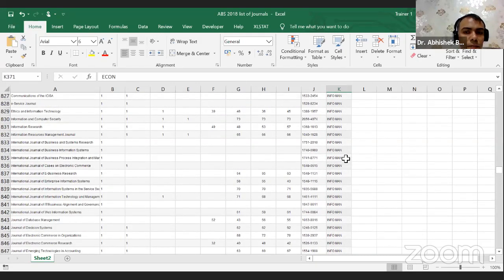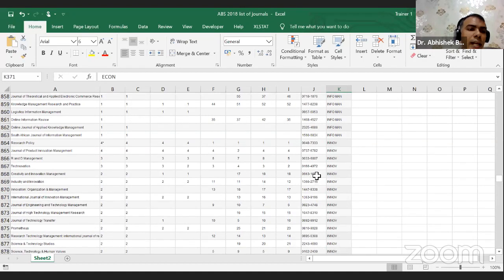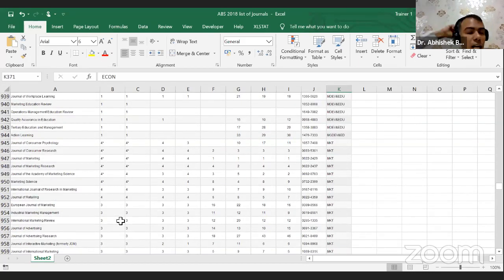And for example, in innovation, there is only one A-star journal, which is Research Policy, because that's how innovation is being governed. So if you're working in the area of innovation, there's only one paper in an A-star journal or definitely an ABS 4-star journal. And then 1-4 and a lot of 3s and then 2s. So definitely you can start reading ABDC A-star level journals, or in this case, ABS 4-star journals.